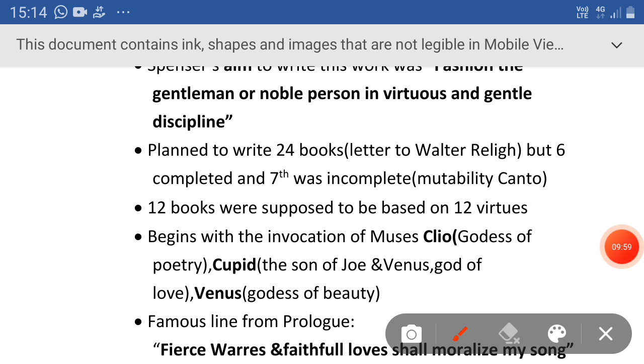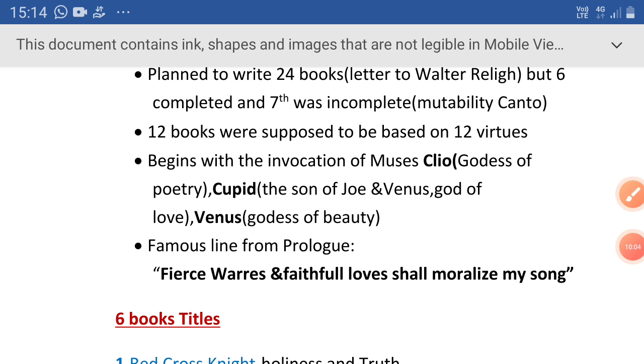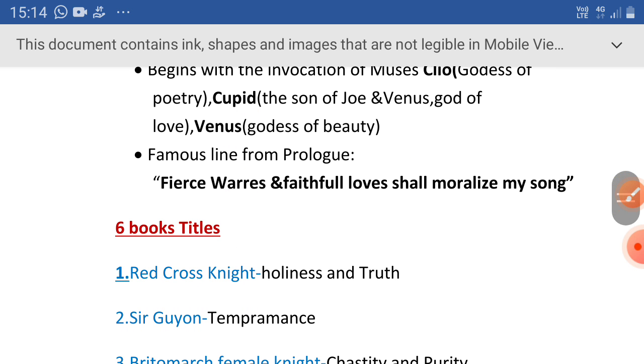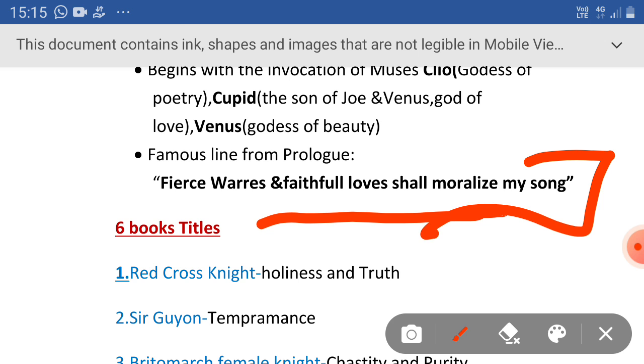So 12 books are supposed to be based on 12 virtues and begin with the invocation of three muses. The first is Clio, goddess of poetry; Cupid, god of love; Venus, goddess of beauty. These three muses are used in this work. And there is a famous line from this prologue. The famous line is, fires, wars, and faithful loves shall moralize my song. So these are important points to remember for this.